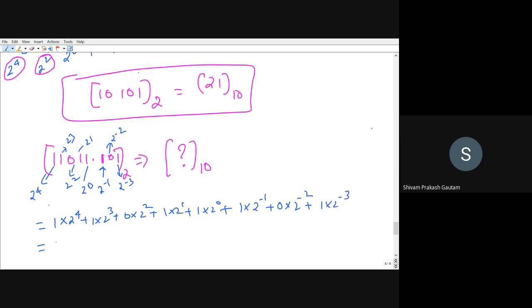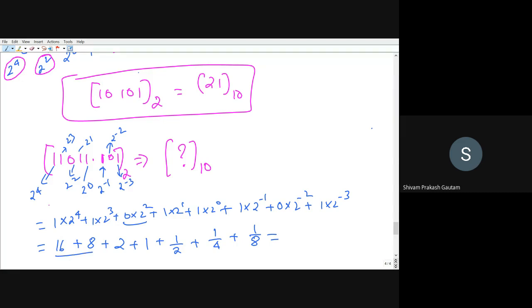So now if you solve it, this will be 16, plus, sorry, 2 to the power 4 is how much? 16, I guess. Plus 2 to the power 3 is 8, and this is 0, so we will not count. Then 2 to the power 0 is 1. Remember, anything to the power 0 is 1. Plus 1 by 2. If you want, you can present it in decimal, but for now I'm writing 1 by 2 plus 1 by 4 plus 1 by 8. So you have to add using a calculator, or you can calculate it here as well. I will be writing the final answer.